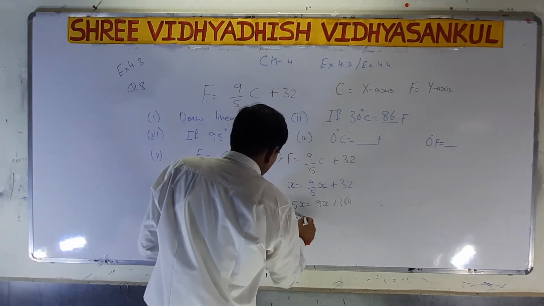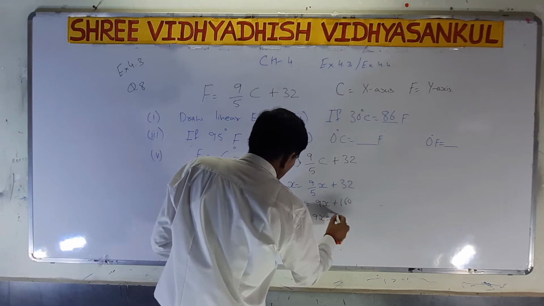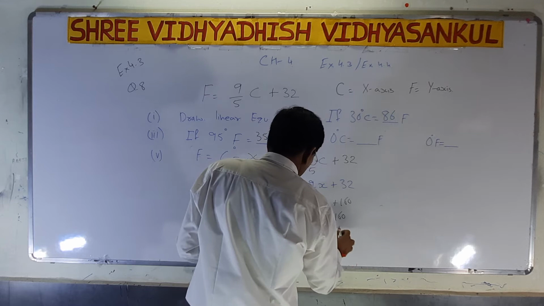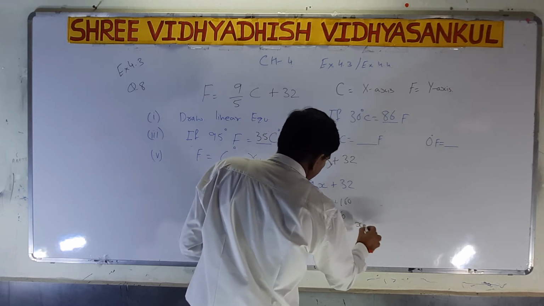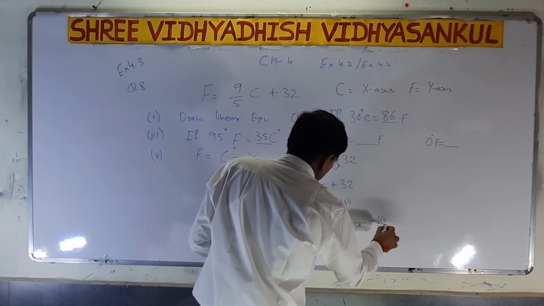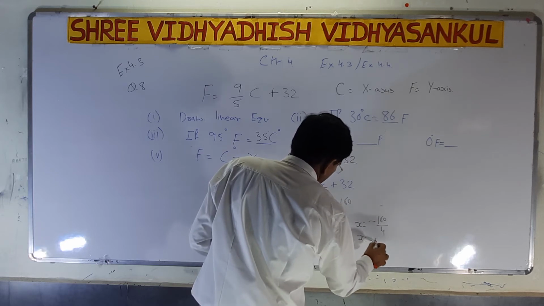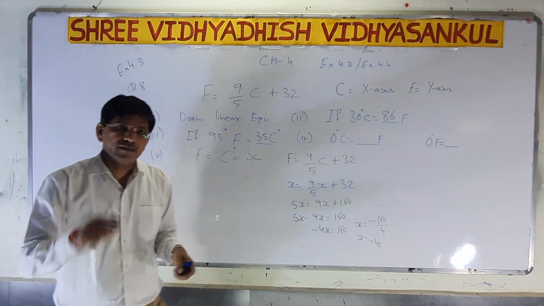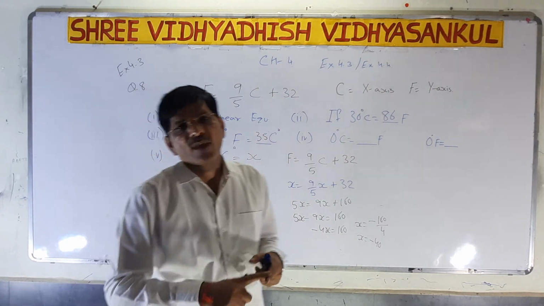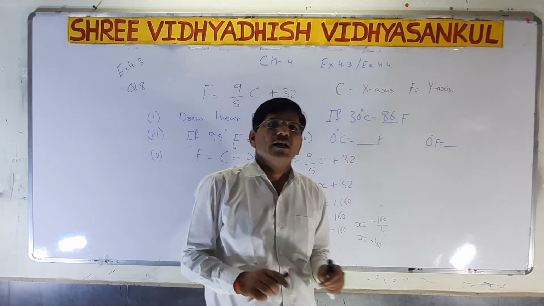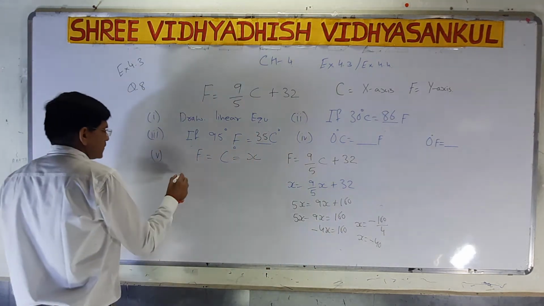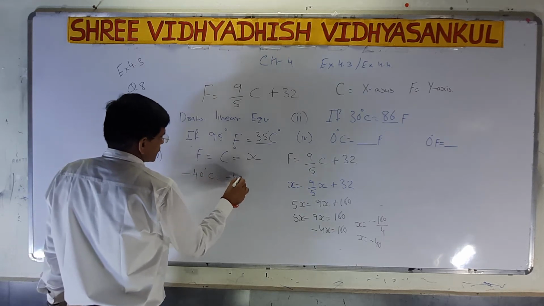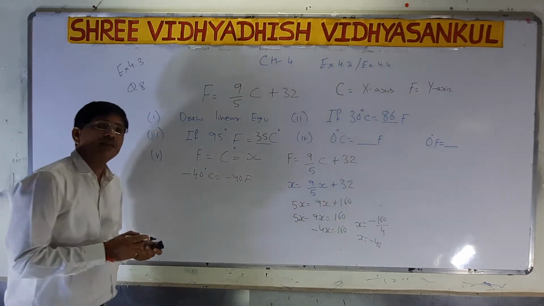5x minus 9x is equal to 160. So minus 4x is equal to 160. So x is equal to minus 160 upon 4. x is equal to minus 40. Minus 40 degree temperature is such a temperature where Fahrenheit and Celsius both are equal. So minus 40 degrees Celsius is equal to minus 40 degree Fahrenheit.